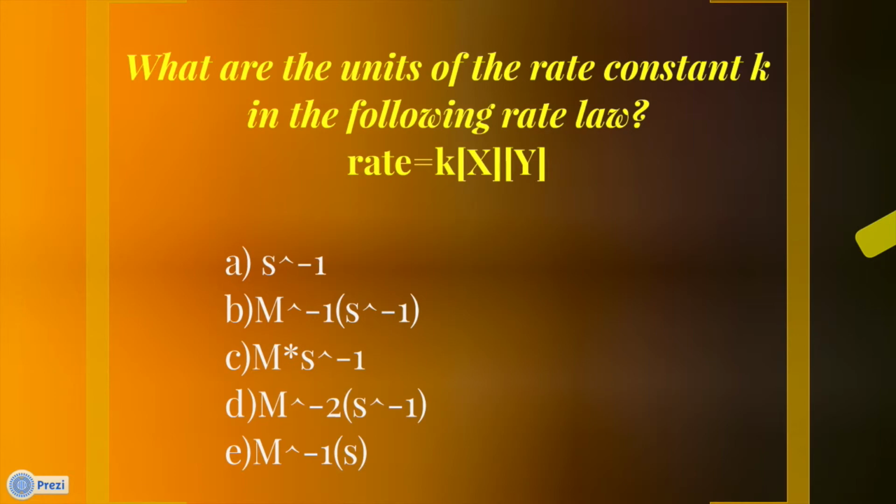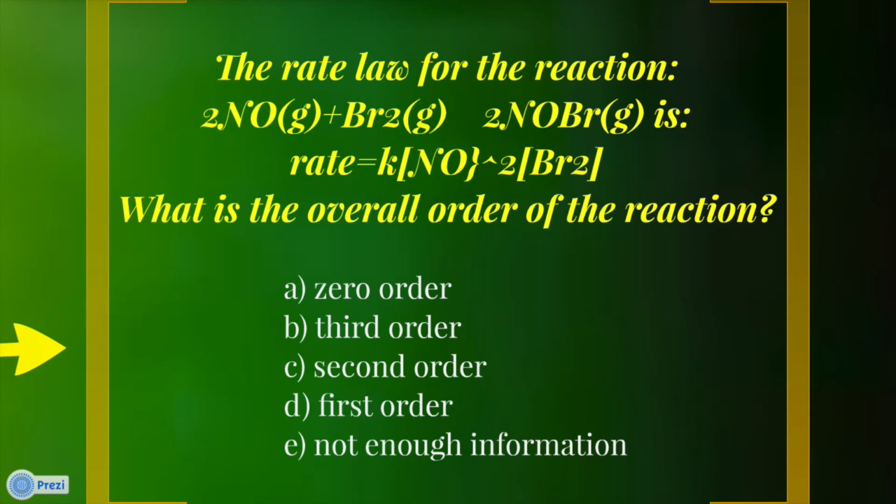The rate law for the reaction shown is the following. What is the overall order of the reaction? So the overall order of a reaction is the sum of the exponents of that rate law. Two exponents on this rate law are 2 and 1. So when we add these two, we get 3. Therefore, the answer is B.